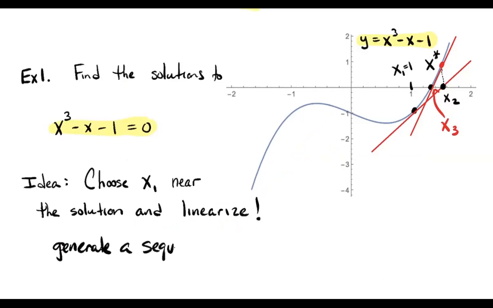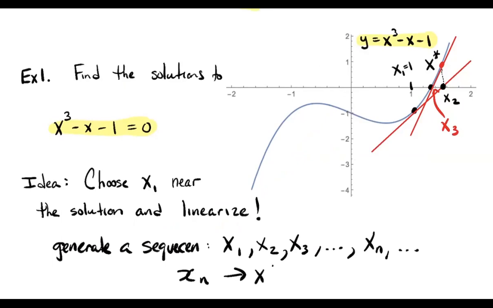What do I mean by a sequence? Just informally, I mean a list of numbers, our initial guess, and then we replace it with the next one, we replace it with the next one. So in this sequence, we keep getting these numbers, and hopefully these numbers are going to get closer and closer to x star as we look at more and more of them. That's our goal. We're going to generate this sequence, and hopefully its values are going to approach the value that is the solution.